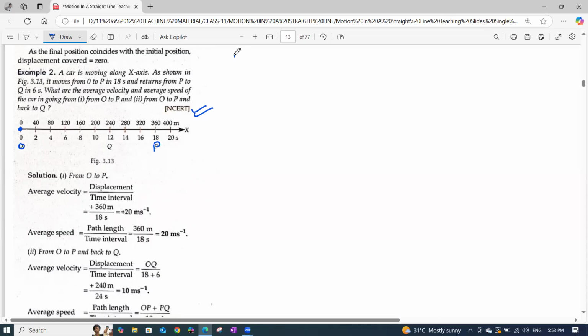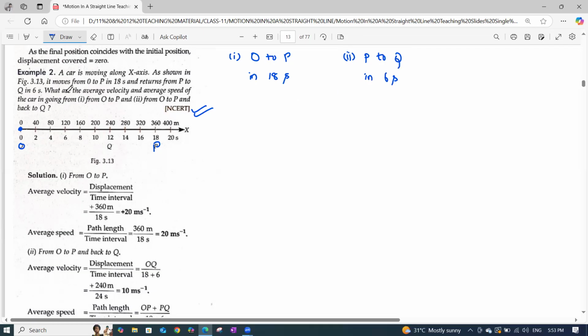First it is moving from O to P. That is the condition he is giving. In 18 seconds, O to P in 18 seconds, and it returns from P to Q. Second condition, it is returning from P to Q in 6 seconds. Time is 6 seconds. What are the average velocities and average speeds of the car going from O to P and from O to P and back to Q? Okay, fine. Let us see all these.